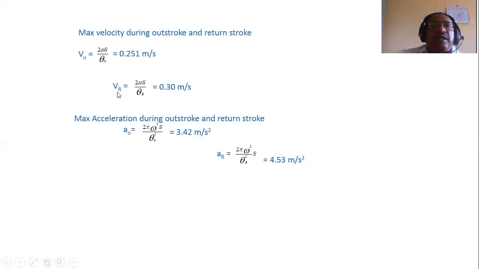Similarly, you find out the maximum velocity during return stroke. The maximum acceleration during outstroke and return stroke is given by this formula. Omega is in radian per second, s you substitute in meter, theta naught you substitute in radian. You'll get the maximum acceleration during outstroke as 3.42 meter per second squared, and the maximum acceleration during return stroke as 4.53 meter per second squared.